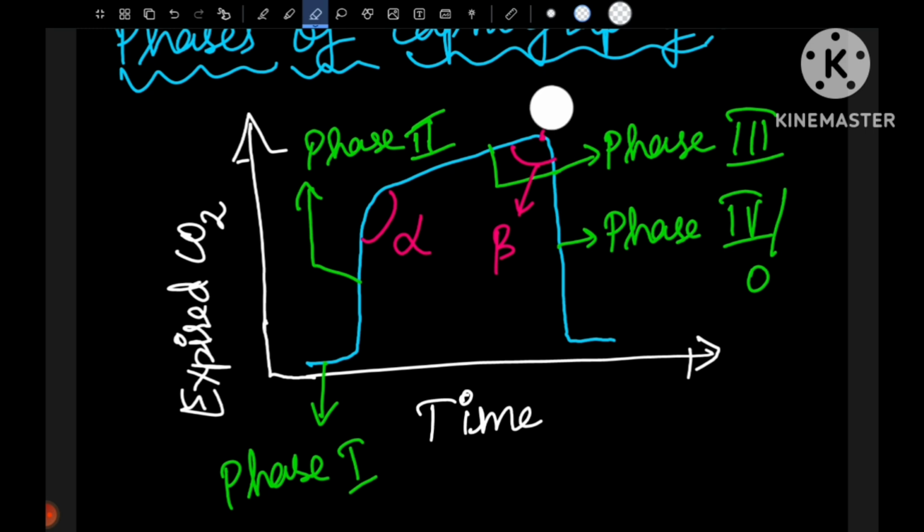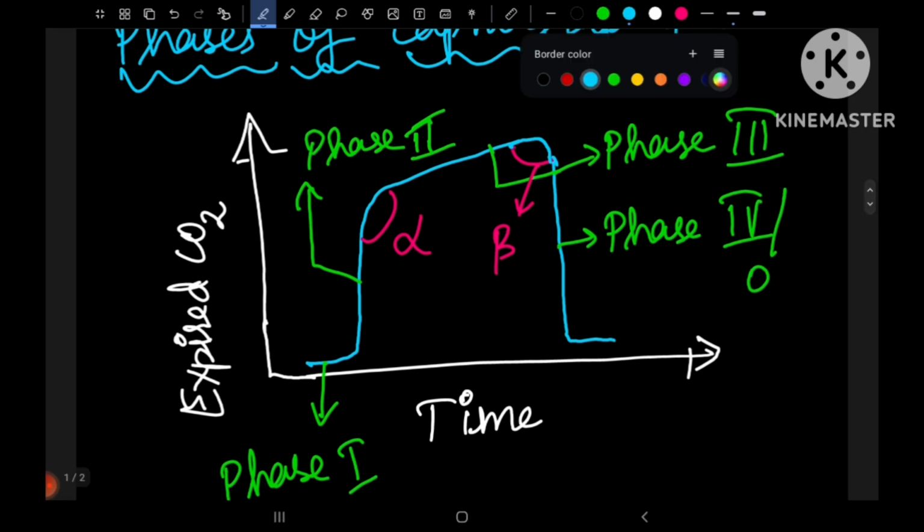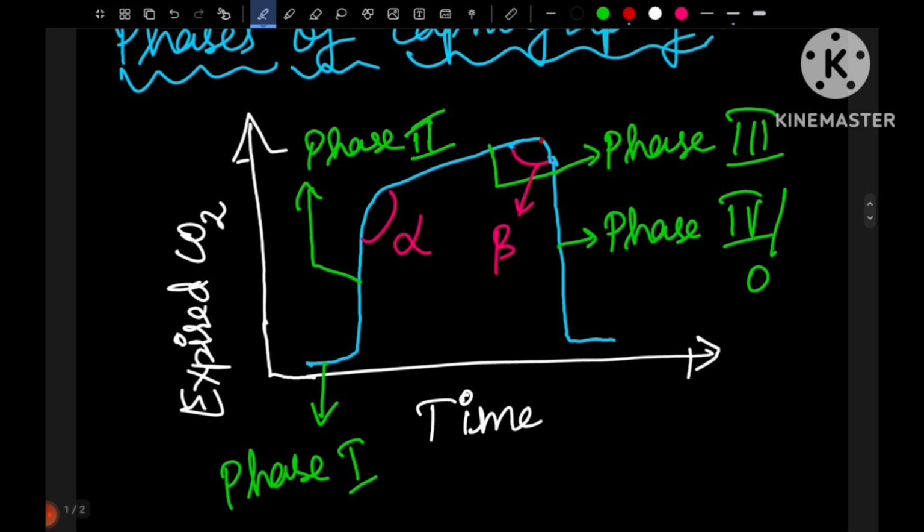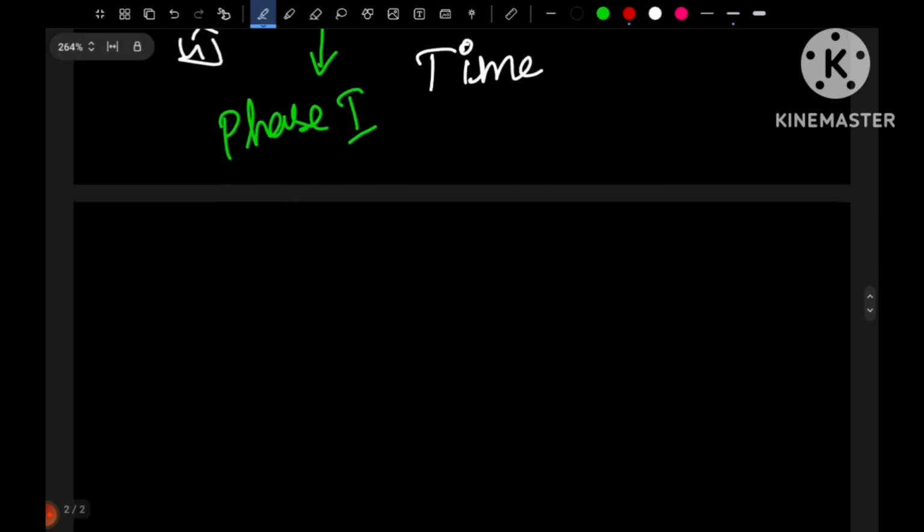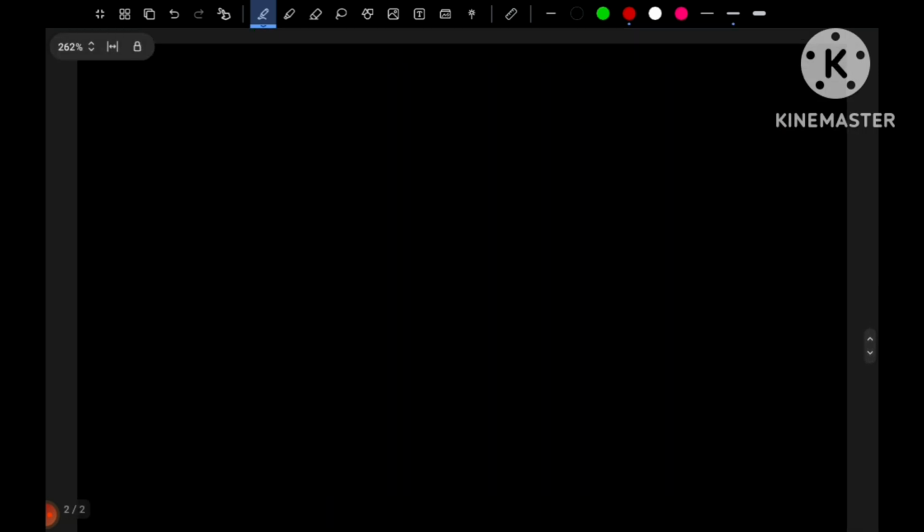I'm just drawing it here. Note this pink color, which is the highest point. I'll use another color so that you can easily understand it. Note this red point. This red point denotes the highest point in the graph. Now let's see what the phases denote.